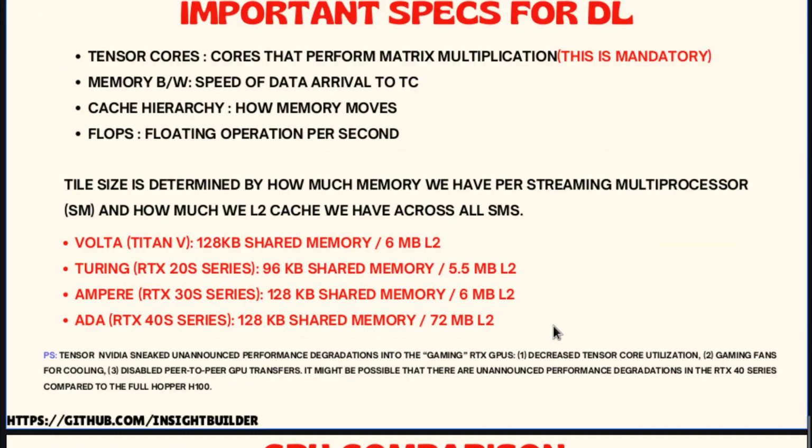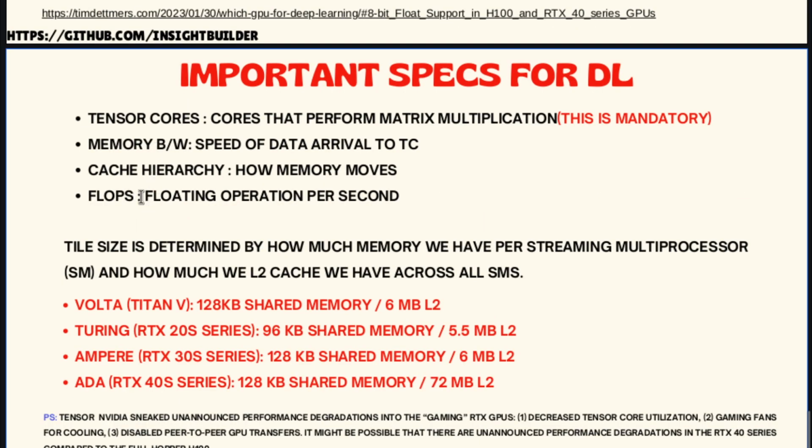Coming back to the discussion again, the important specs for deep learning or AI are Tensor cores, first rank. Second rank is memory bandwidth. Third is cache hierarchy, and finally it's flops, that is floating point operations per second. If you look at the GPU specifications, the flops are given major coverage. But all you need to look at is the Tensor cores. If you are going to work for AI/ML, and even if you are going to look for gaming, even then look at the Tensor cores.